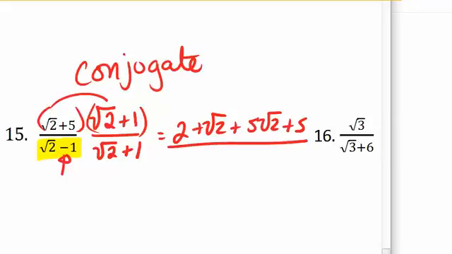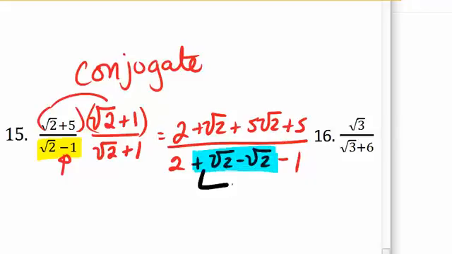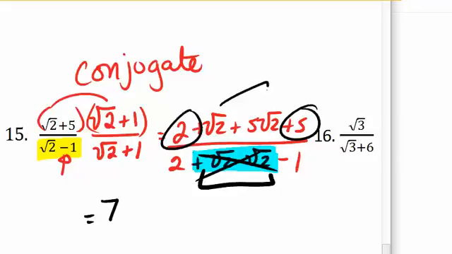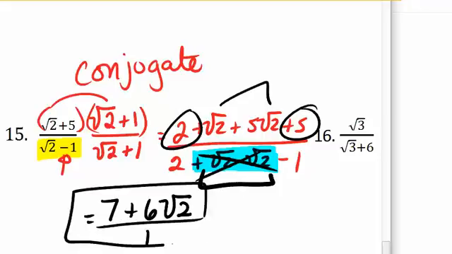And then I'll go ahead and do the denominator. Doing the first terms, I get 2. Outer terms, square root of 2, inner terms, negative square root of 2, and then the last terms, negative 1. And what's going to happen, and this will happen every single time, is that when you FOIL that denominator, those middle terms will always cross out. And you'll combine the like terms on the numerator. 2 and 5 give you 7. And then square root of 2 plus 5 square root of 2 is 6 square root of 2. All over 2 minus 1, which is 1. And there's your final answer.